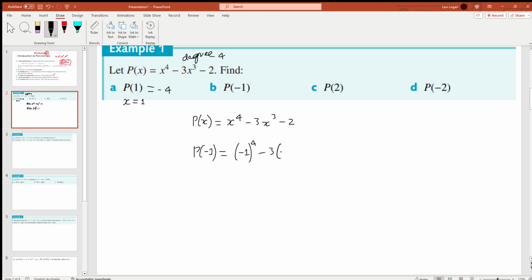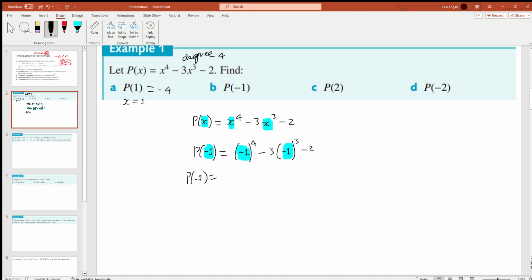Now the only thing that's going to change is this term here, because this is an odd power, so you're going to have a negative number here. But wherever the x was, I just replaced it with a negative 1. So p of negative 1, still don't know what that is.